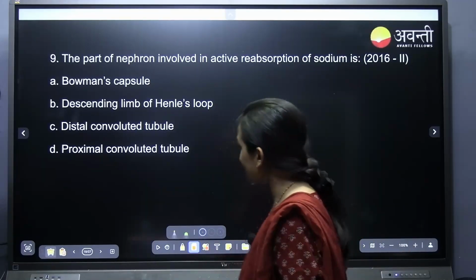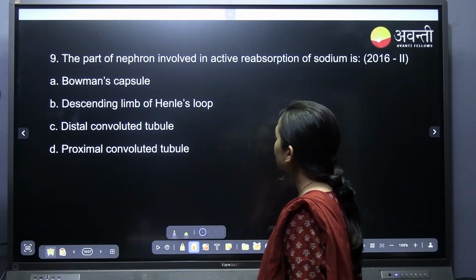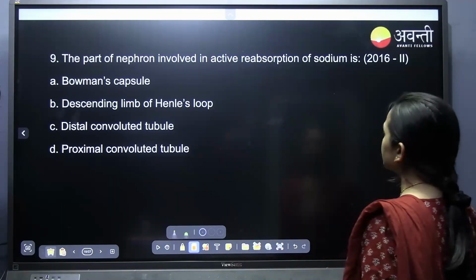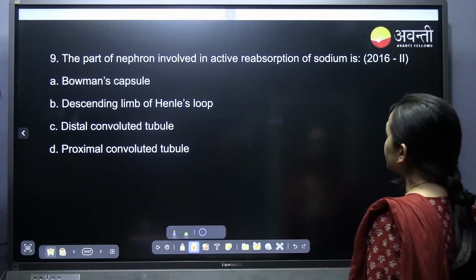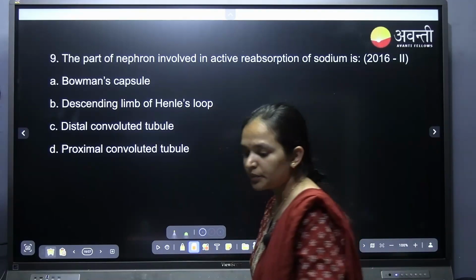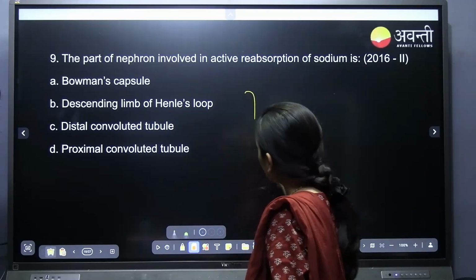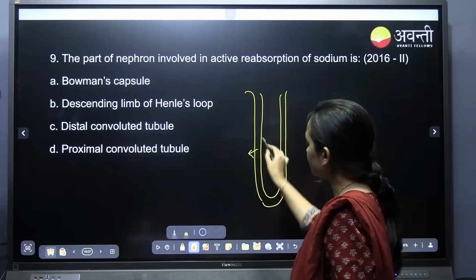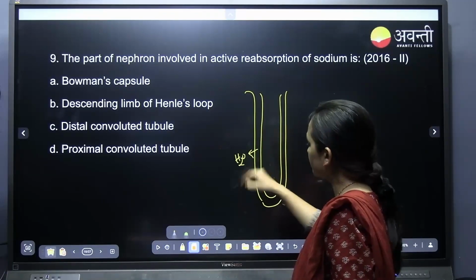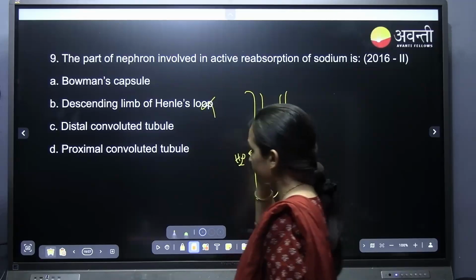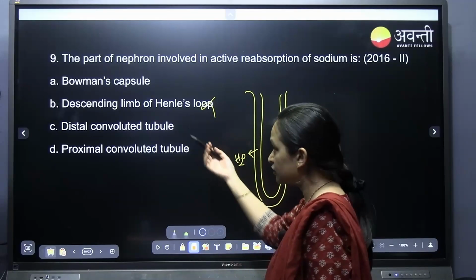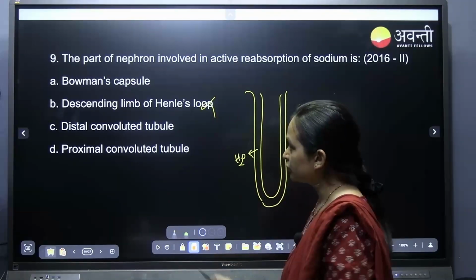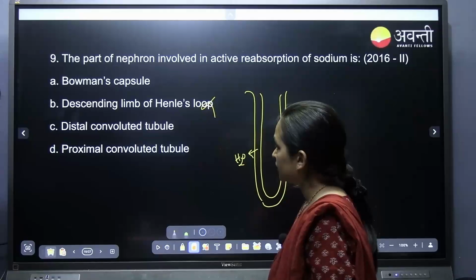B? In the descending loop of Henle, absorption was not happening at all. No, the question is the part of nephron involved in active reabsorption of sodium. How can B be right? The descending loop of Henle is impermeable to NaCl. It is only permeable to H2O. So descending loop of Henle is definitely wrong. If it were the ascending loop of Henle, we could somehow consider it, but B is definitely wrong.